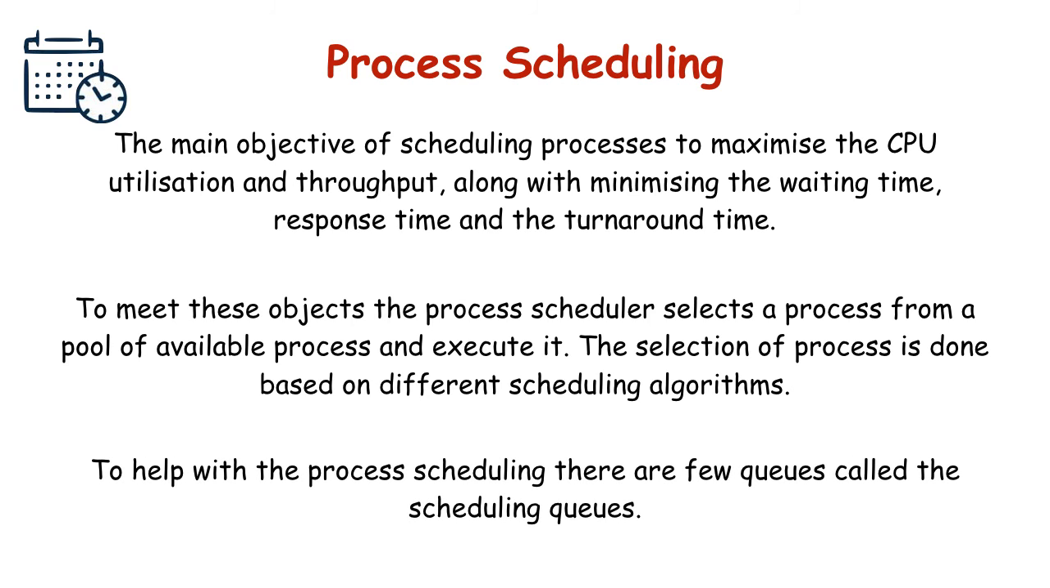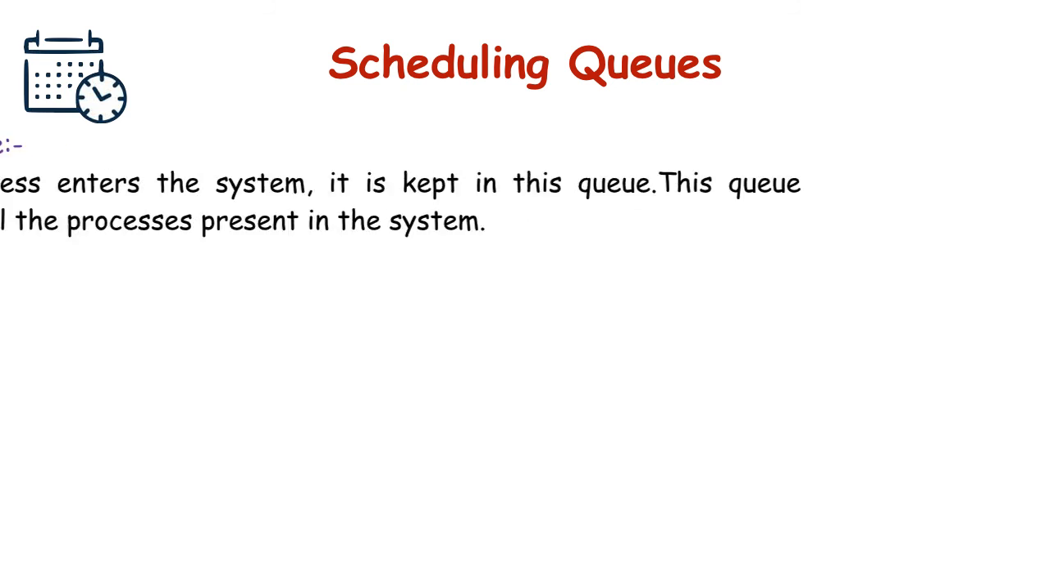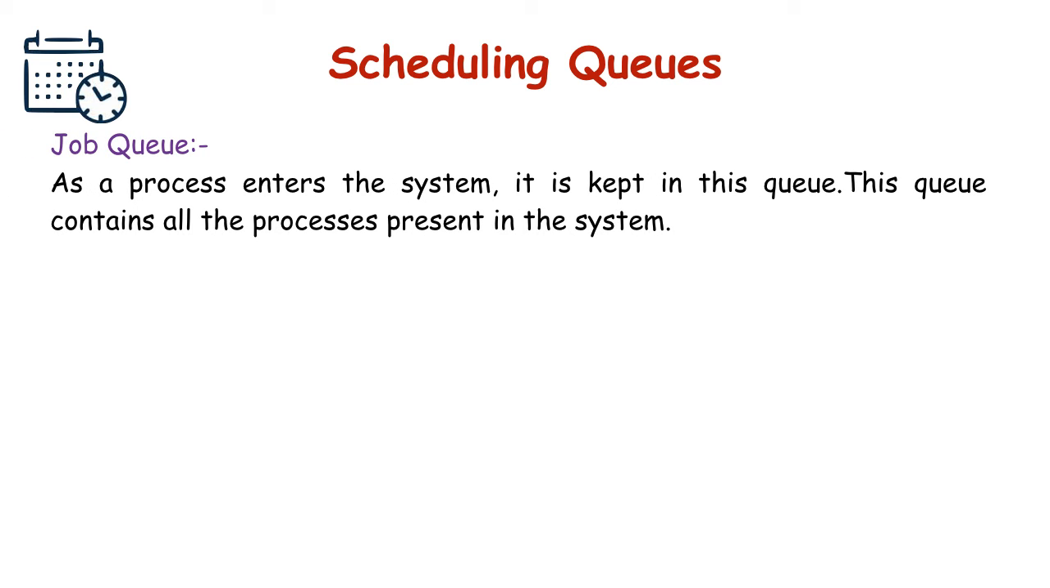To help with the process scheduling, there are a few queues called the scheduling queues. First is the job queue. As the process enters the system, it is kept in this queue. This queue contains all the processes present in the system.